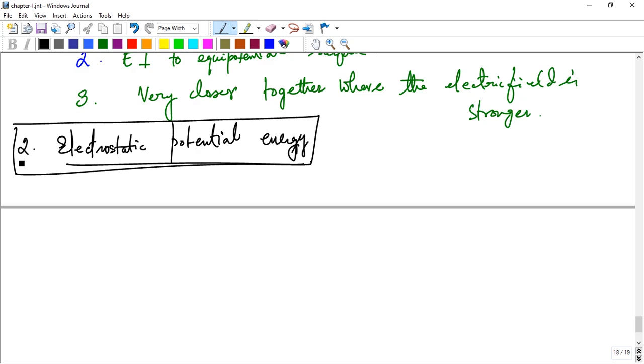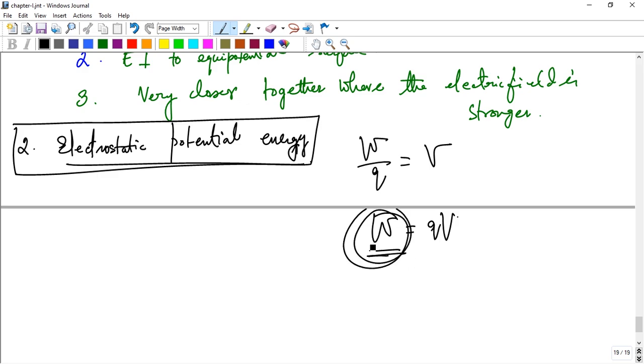So what is the electrostatic potential energy? Definition: the work done by an external agent in assembling a system of charges from infinity to their respective positions. We know that work done W equals Q times potential. So W equals Q times V, and work done is associated with energy. Respective positions means the finite positions, where the charges belong.